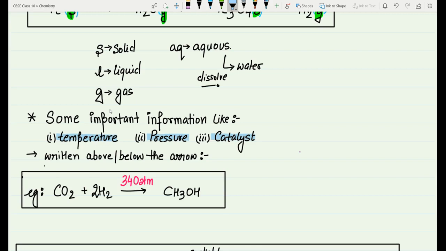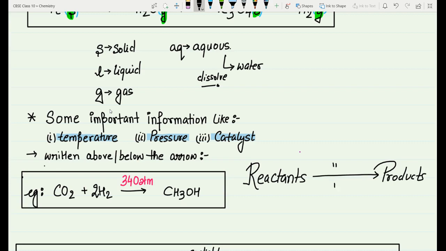अब ये लिखा कहाँ पे जाता है? This side we have the reactant, and this side we have the products. अब जो एरो जो होता है बीच में, उसके ऊपर और उसके नीचे हम लोग लिखते हैं ये सब टेम्परेचर, प्रेशर एंड व्हाट आर नीडेड.